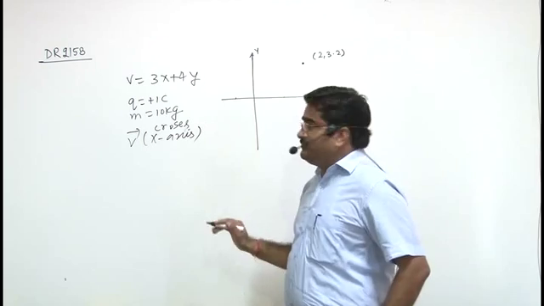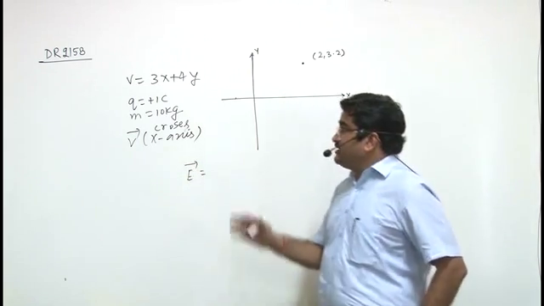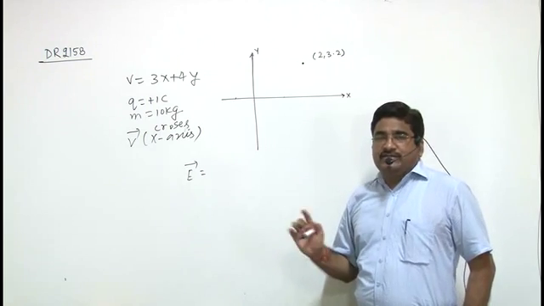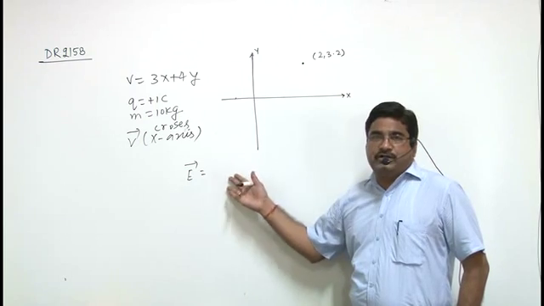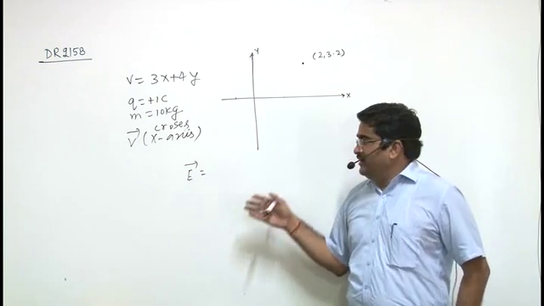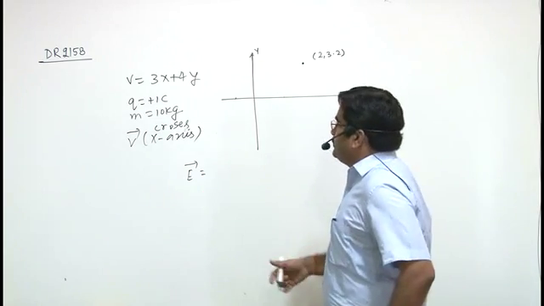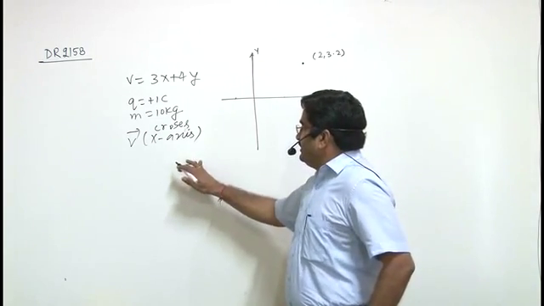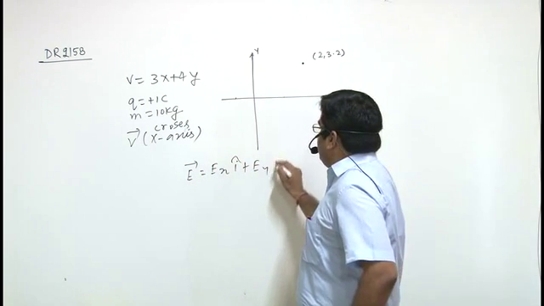So to start with, first of all we should find out what is the electric field. Since we are asked to find out velocity, that means we have to express this velocity in vector form. So we should know what is the x component of velocity, what is the y component of velocity, and that can be found by finding the force on the charged particle. So first of all let us find the electric field. The electric field will have an x component and it will have a y component.